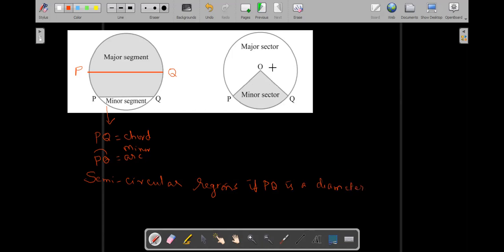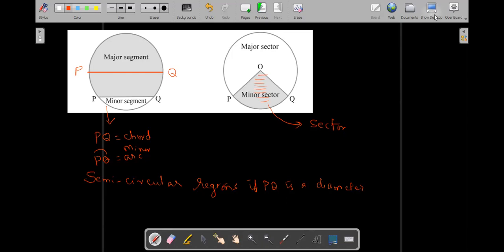Got it? But when there are two radii, OP and OR, the region between the two radii and the arc is called a sector. This region is called what? Sector. Again, one is a major sector, one is a minor sector. The sector is the region bounded between two radii and the arc, and a segment is the region between a chord and the arc.